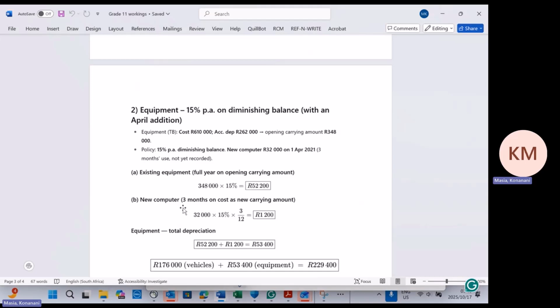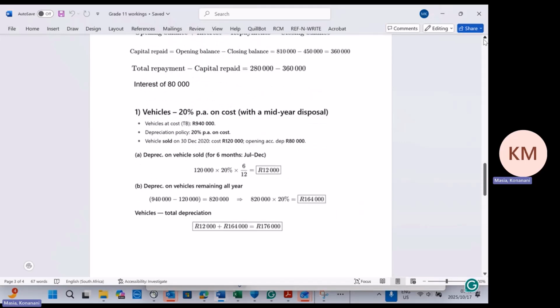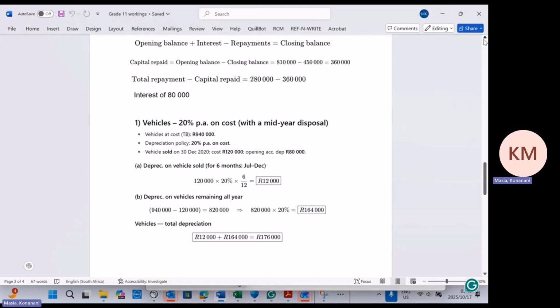The diminishing method is after taking out the accumulated depreciation, while when you determine the vehicle, we're going to say only the cost without factoring in the depreciation. Okay, students, I hope you understand. You can see now for vehicle, we use the cost, we are not deducting any accumulated depreciation. I'm just saying my cost is 940 multiplied by 20%, but I need to factor in what has been sold, because 120,000 which was included in 940 was sold already. Then I must make an adjustment.